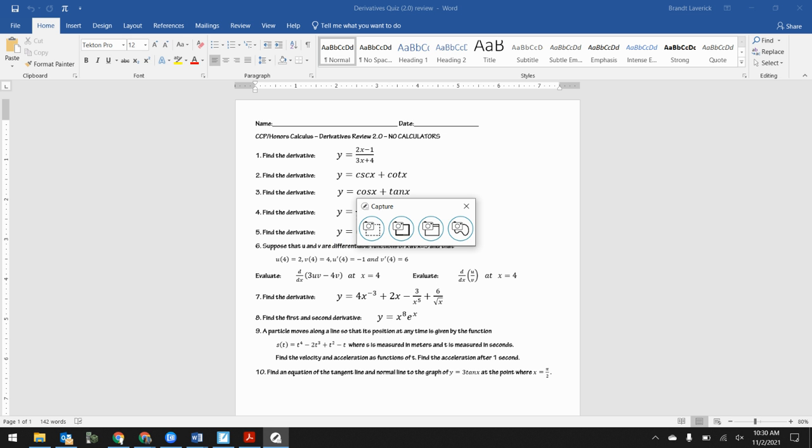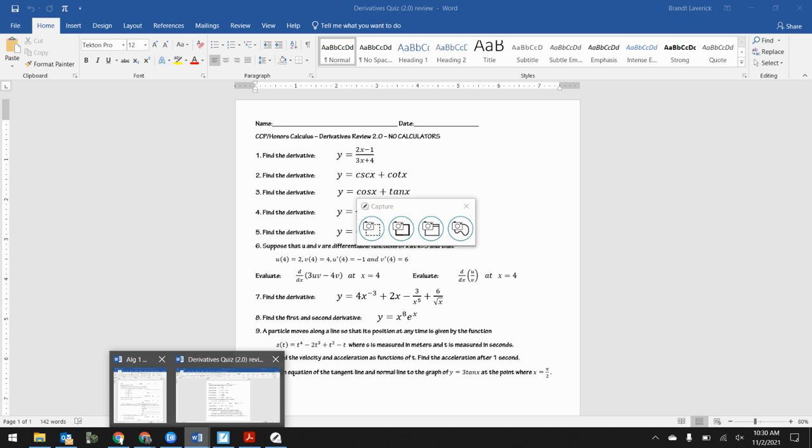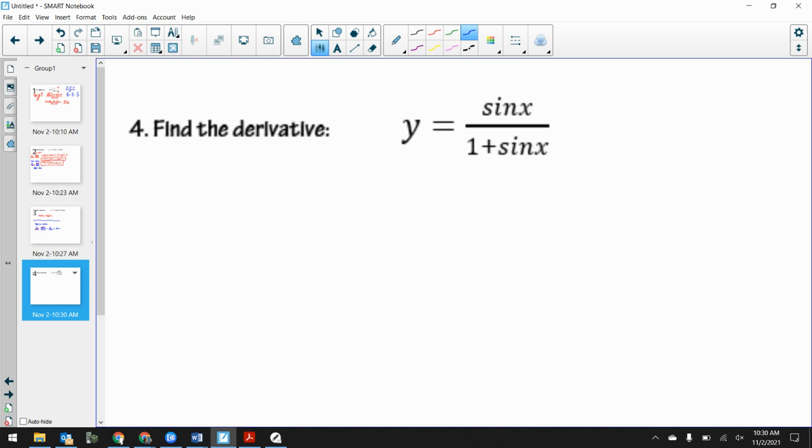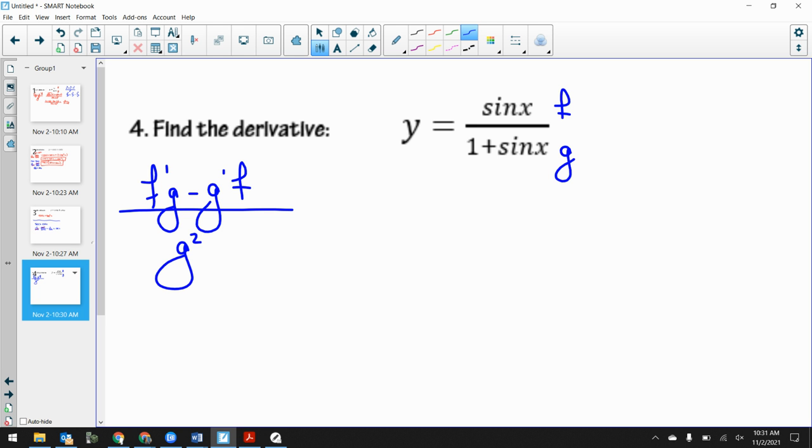Okay, so y equals sine x over 1 plus sine x. Okay, what do I have to use here? Quotient rule. I've got to use the quotient rule, right? So that would mean, again, f prime g minus g prime f all over g squared, where this is f and this is g. I try to stay away from giving you f of x is equal to on the quizzes, and I try to make them all y is equal to.